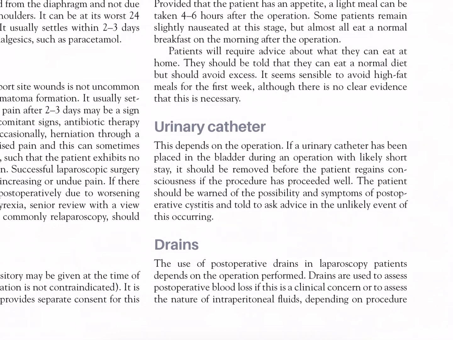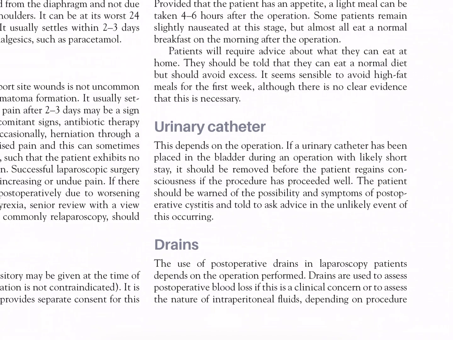If a urinary catheter has been placed in the bladder during an operation with likely short stay, it should be removed before the patient regains consciousness. If the procedure has proceeded well, the patient should be warned of the possibility and symptoms of post-operative cystitis and told to ask advice in the unlikely event of this occurring.